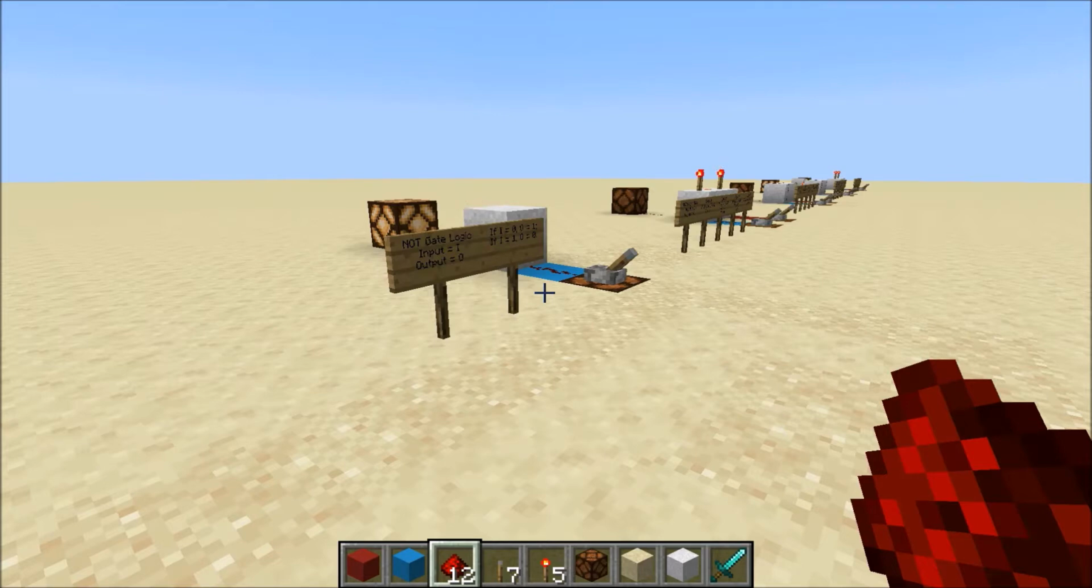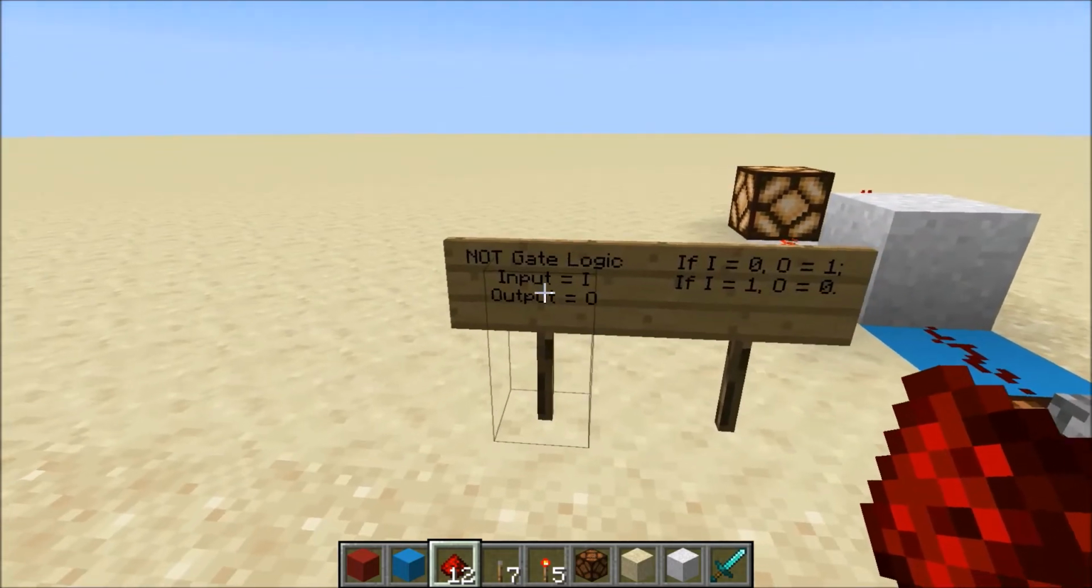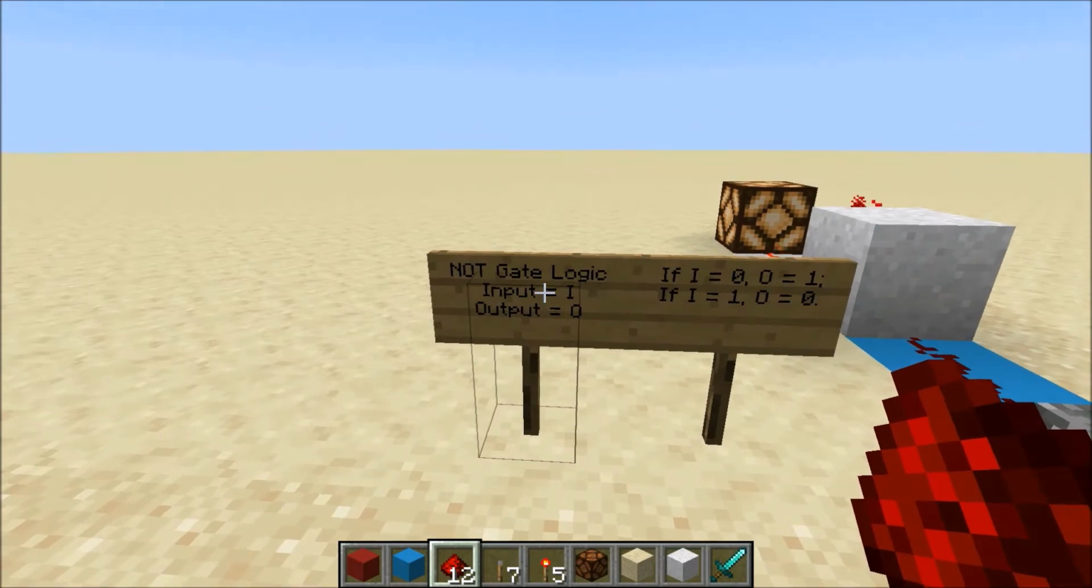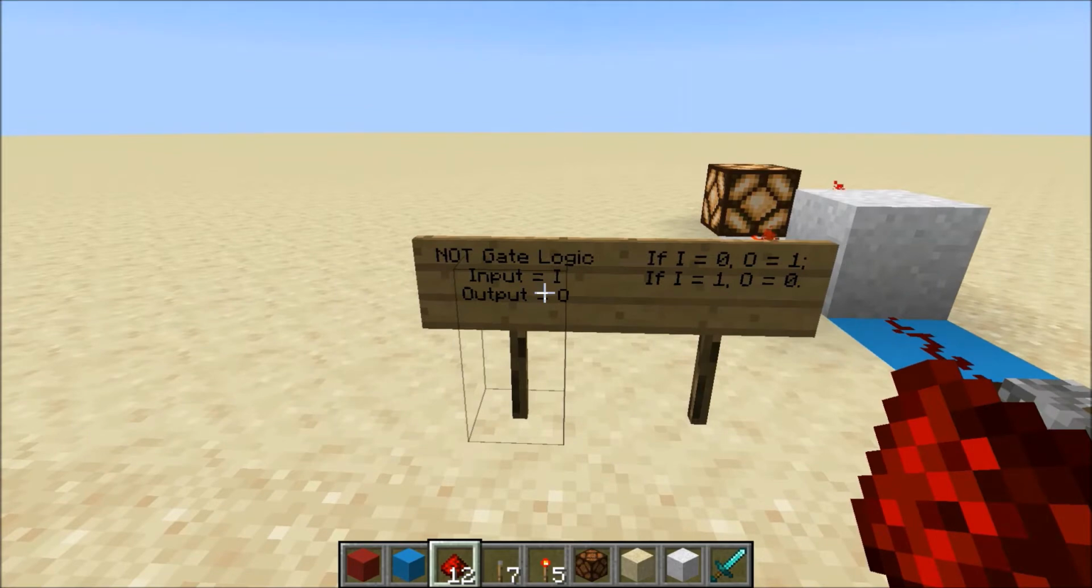Basically, logic gates in Minecraft are based on Boolean, which is a true or false statement. And now we'll be looking at our first logic gate, which is the NOT logic gate. I mark the input with I and the output with O.